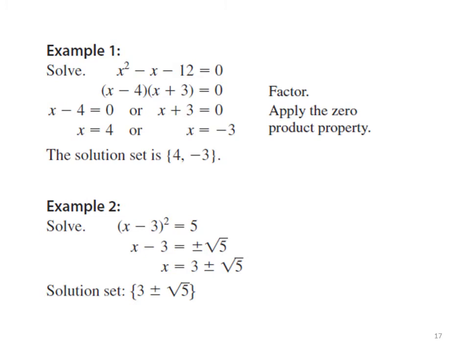This is actually two solutions. One solution you get if you take 3 plus the square root of 5. This is one solution. And the second solution is 3 minus the square root of 5. So again, here you have two solutions.